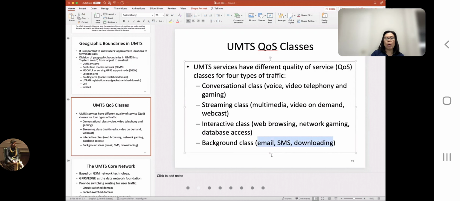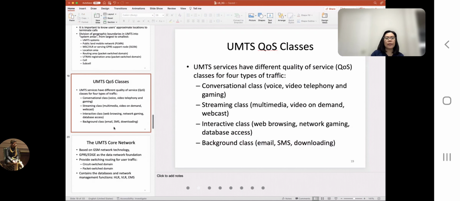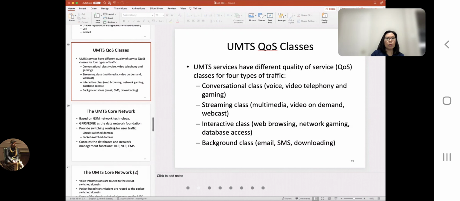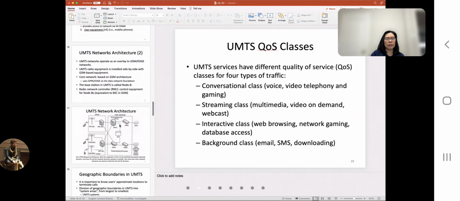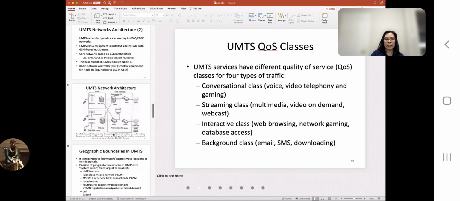This part doesn't require real-time interactions or high data rate. Depending on the quality of service classes, the network will provide the appropriate data rates to each type of class. All right, so now we go through the 3 elements of the UMTS network architecture, right?